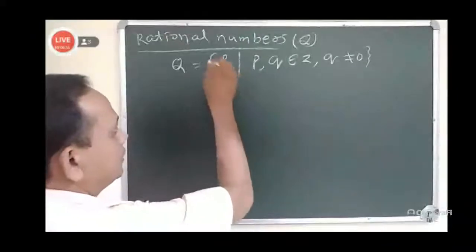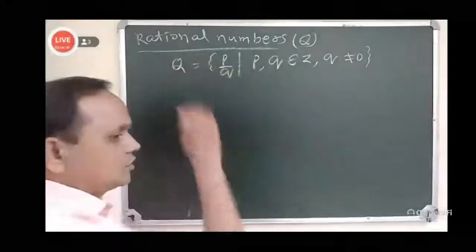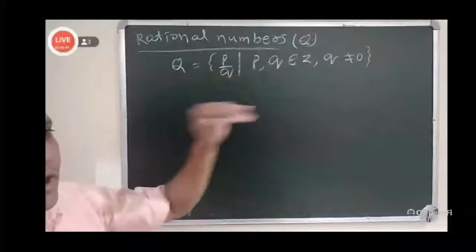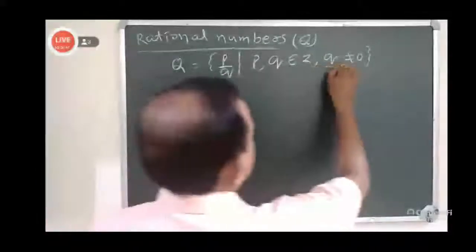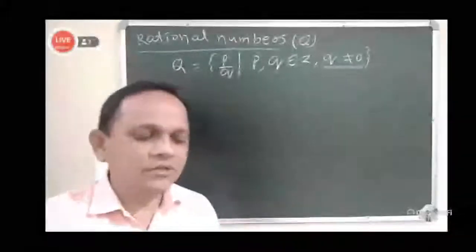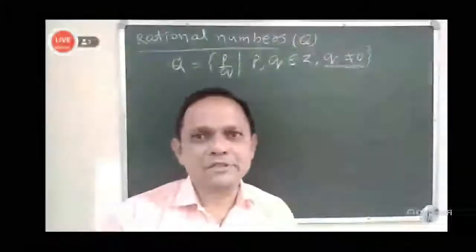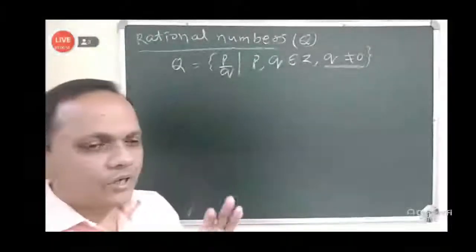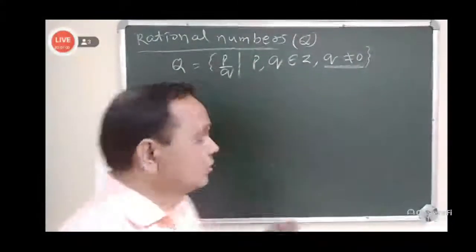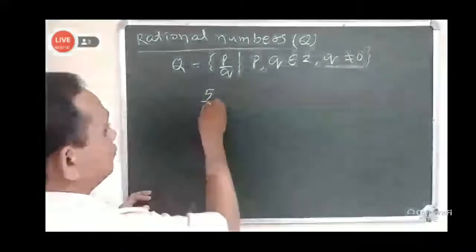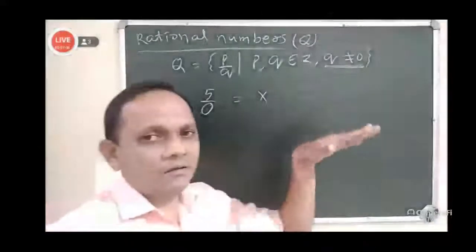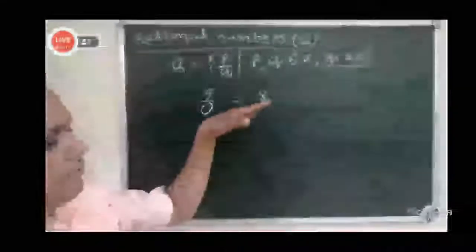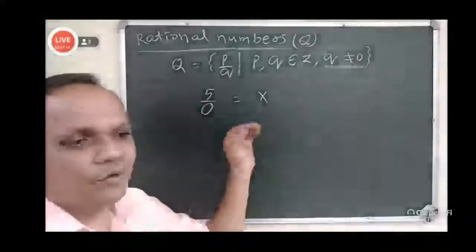Q will not be equal to 0. The divisor will not be 0. This is a very important factor. In any division process, the divisor cannot be 0 in the real number system. That means 5 by 0 is meaningless. We cannot divide it. There is no number in our real number system that we can get by dividing by 0. We cannot divide any number by 0.